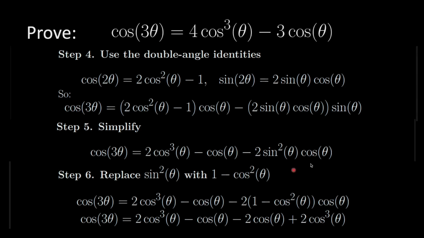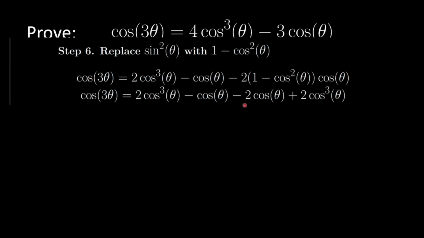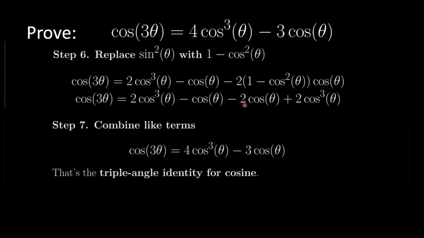And now what we can do is simplify the terms that we added to our equation and combine the like terms to see that we do in fact get the cosine of 3 theta is equal to 4 cosine of theta cubed minus 3 cosine of theta. And just like that, we've derived the triple angle identity for cosine.